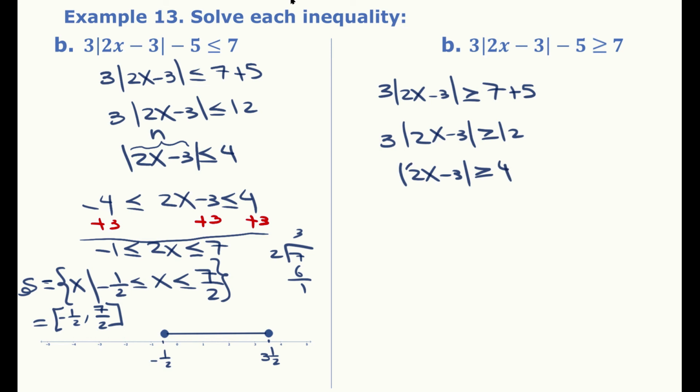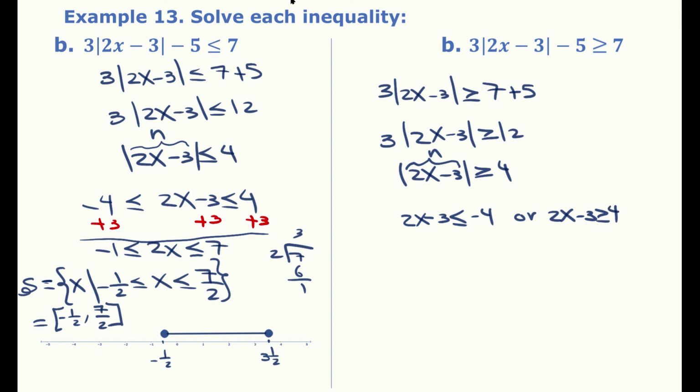So we're looking for real numbers. Let's just call that expression n. So we're looking for real numbers n whose distance from 0 is greater than or equal to 4. We know that the numbers that will satisfy that condition are the numbers that are either greater than or equal to 4 or less than or equal to negative 4, right? So here we're going to say either 2x minus 3, let's start with the left side first, is less than or equal to negative 4, or 2x minus 3 is greater than or equal to 4.